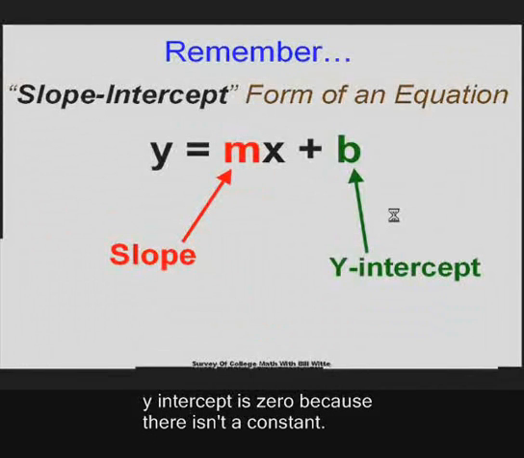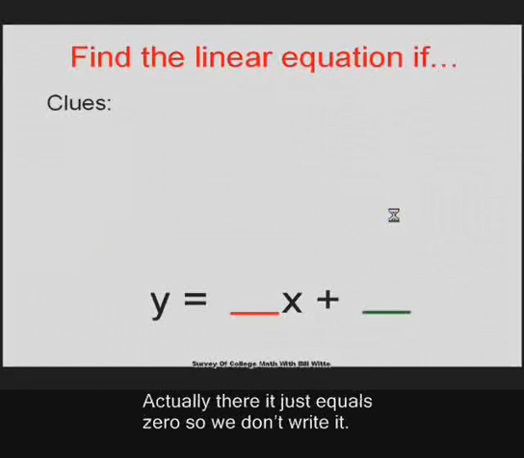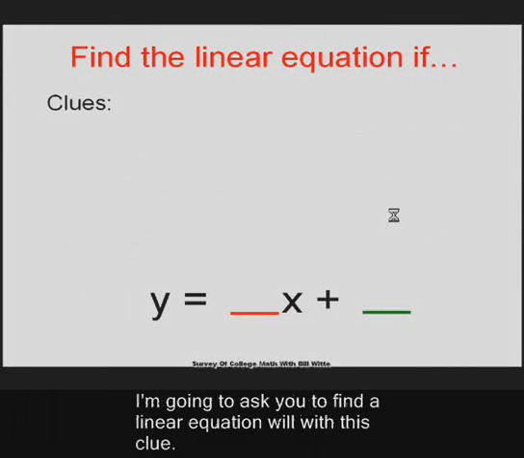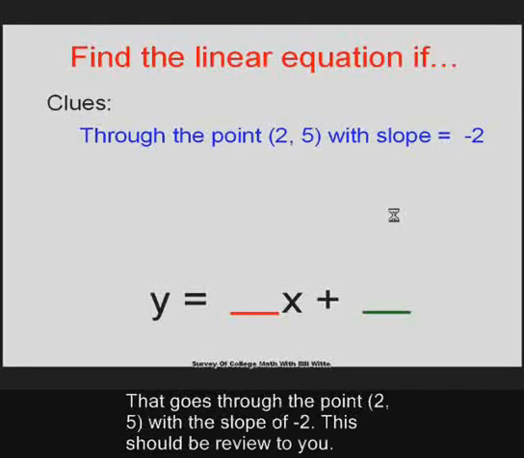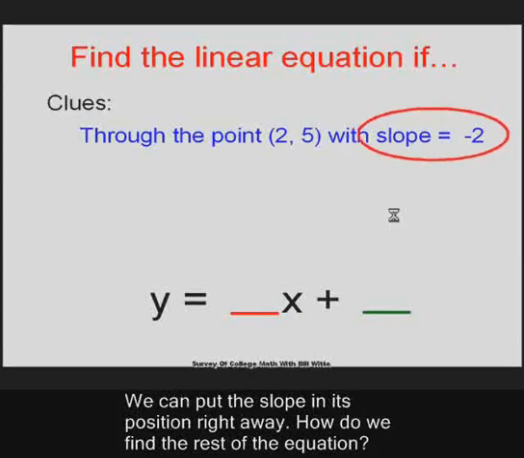Okay? Now then, boy, we'll see how much you learn. I'm going to ask you to find the linear equation with this clue. It's going to go through the point 2,5 with the slope of negative 2. Now this should be review to you. Right away we can put the slope, negative 2, in its position.